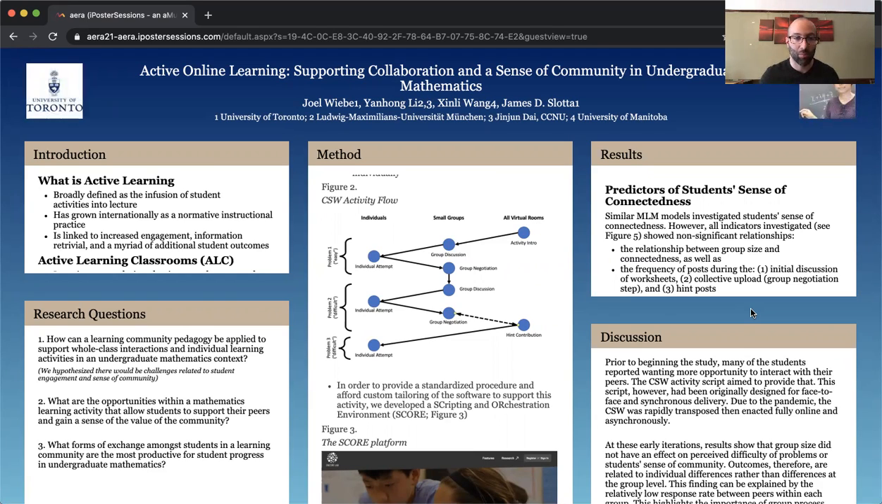What are the effective types of interaction between students in promoting their understanding of mathematics, and how can we support a greater sense of community in this context? This context was first intended as an in-person activity supported by technology, but due to the pandemic was moved to a fully online asynchronous format.